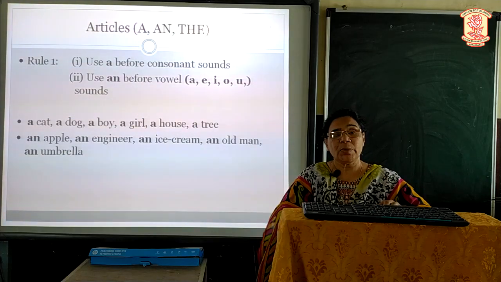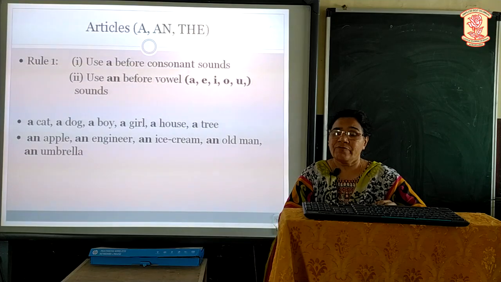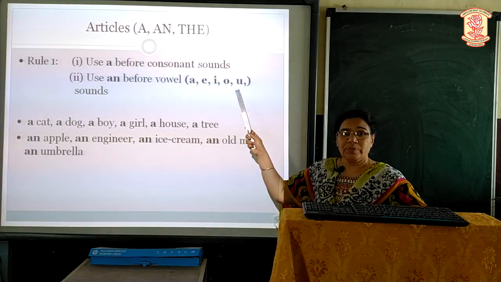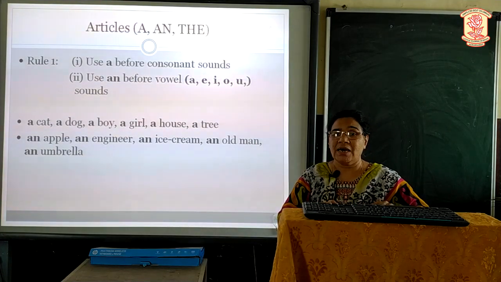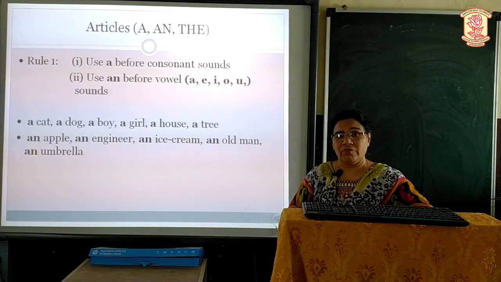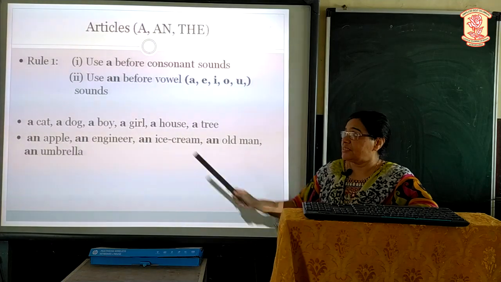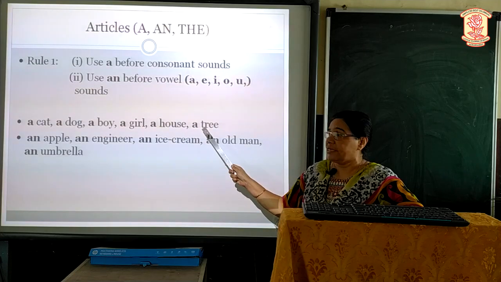Children, you know there are 26 alphabets in the English language. Five are vowels: A, E, I, O, U are vowels, and the remaining 21 alphabets are called consonants. You use an before a vowel and a before a consonant. The examples are here: a cat, a dog, a boy, a girl, a house, a tree.